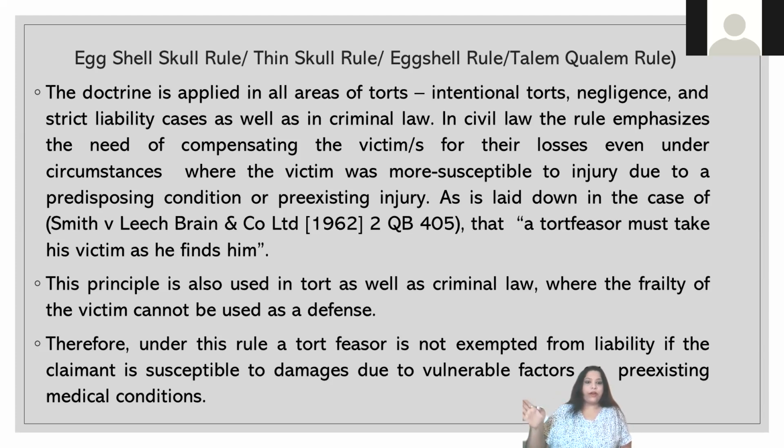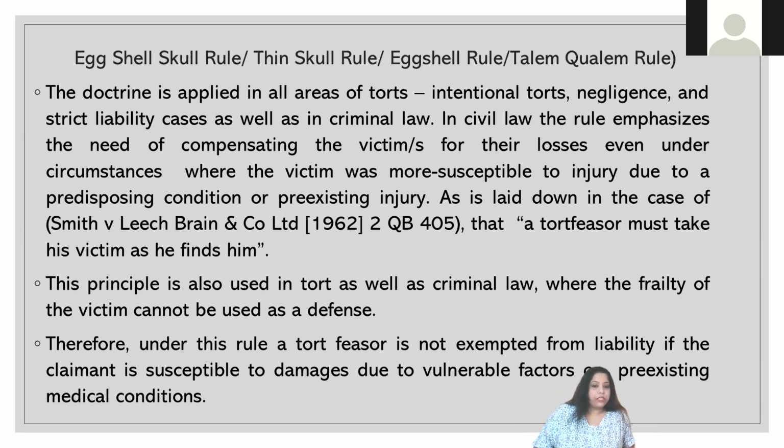If you don't remember, don't write it, but at least you will have to name the case, especially landmark decisions and classic case laws. God forbid, if you even forget that, you can just say in one of the landmark judgments. At least you can write that. But to gain more marks, classic case laws, landmark cases have to be cited.